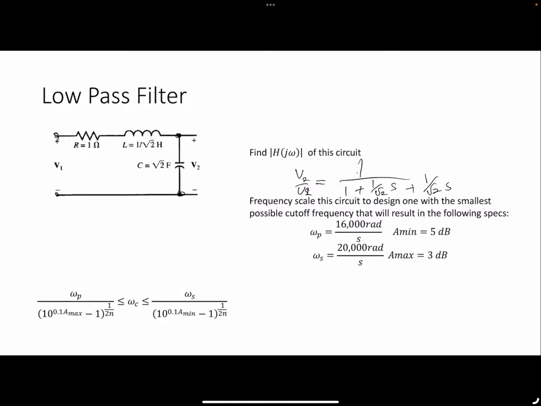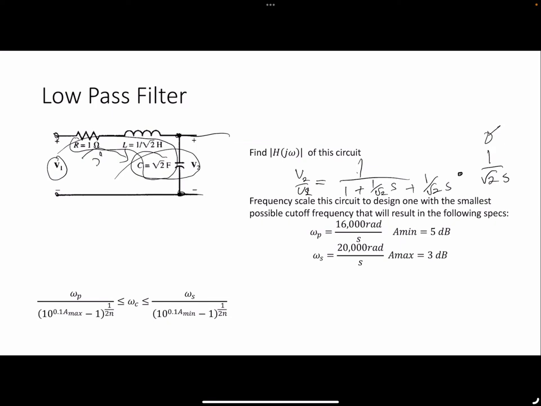Okay, times that by 1 over the square root of 2s. Does that make sense? So first I find the current I, which is this voltage divided by all of these impedances in series. And then to find the voltage, I just simply multiply by the impedance of the capacitor. Once we got that, okay, so that's our expression.